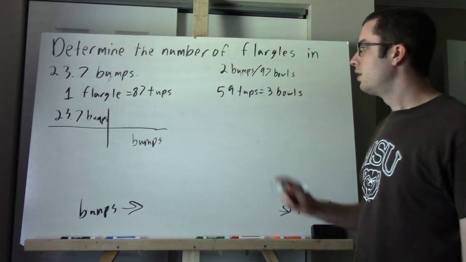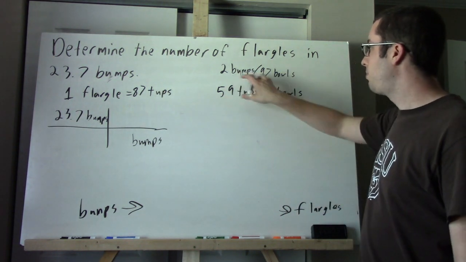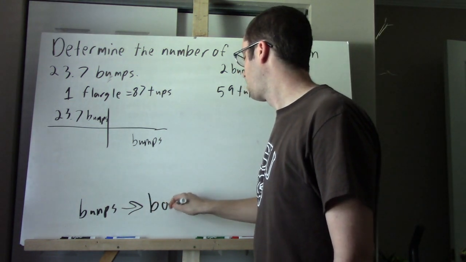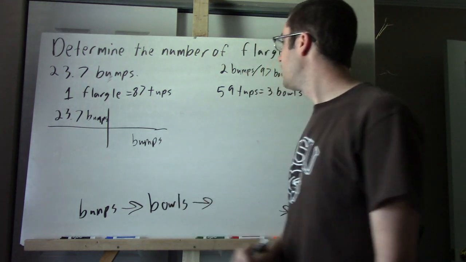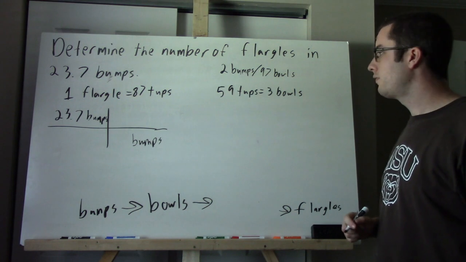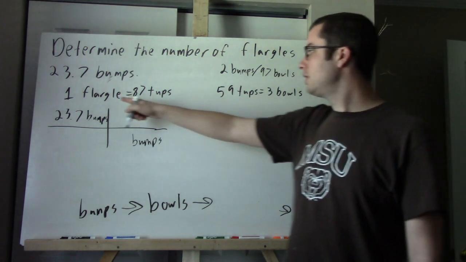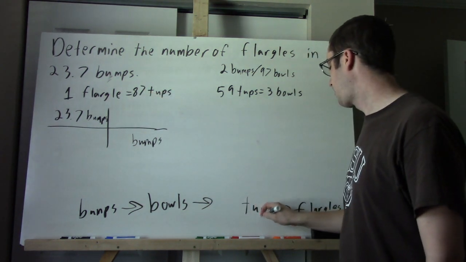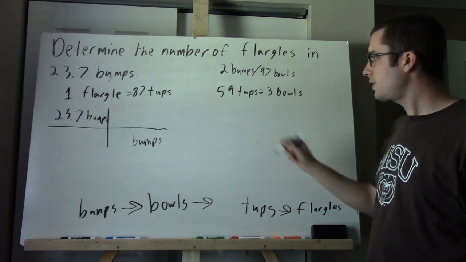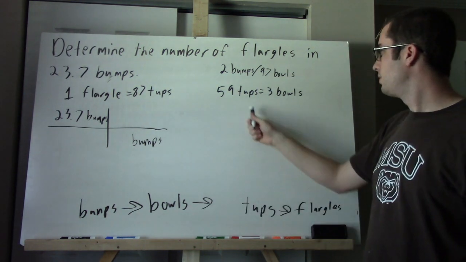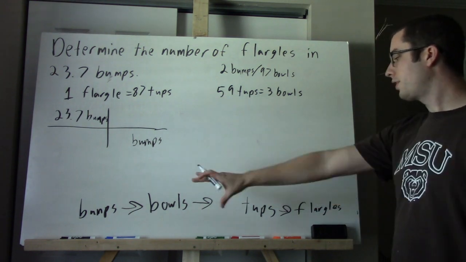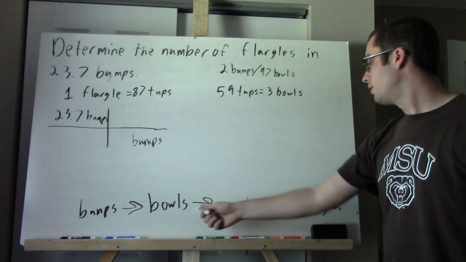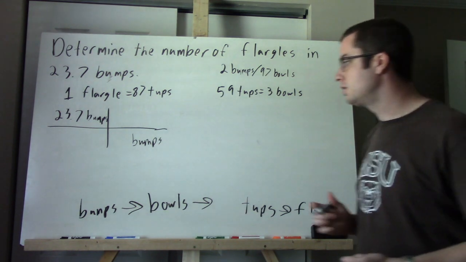So as I'm looking at my conversions, I can see a bump here. So I have a comparison between bumps and bowls. So that might be a good way to go. Then I'm looking for either bowls or flargles. And so I can see, oh, I've got a flargle here. So if I'm in tups, I can probably get to flargles. Now, is there something that connects bowls and tups? Well, there is, right there, bowls and tups. So I know that this is the path that I need to take in order to get there. So I need to go from bumps to bowls, then to tups, and then end up with flargles, and I should be good to go.